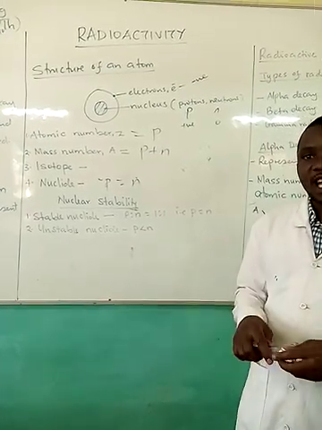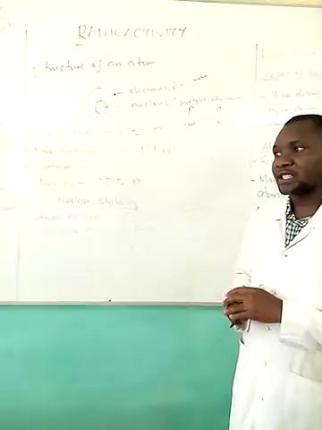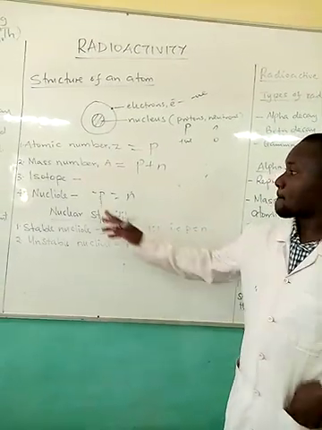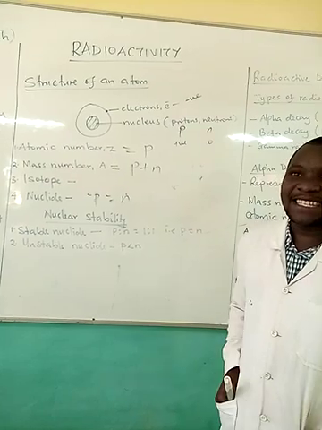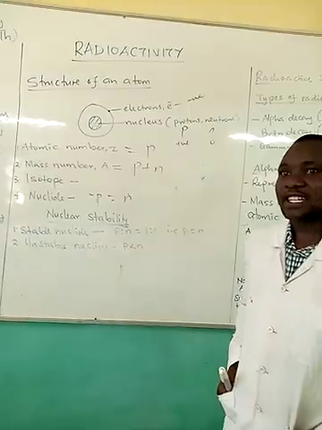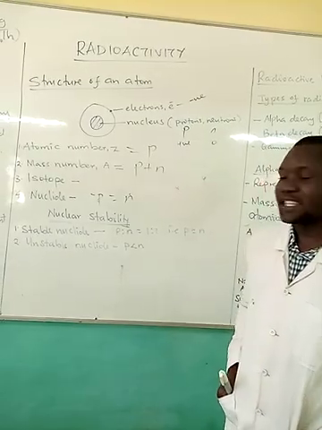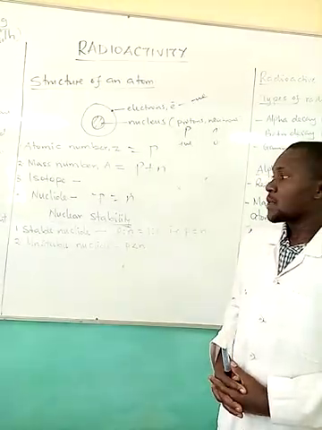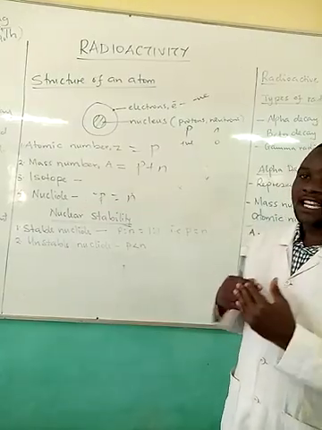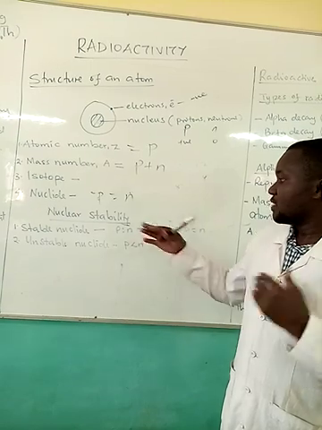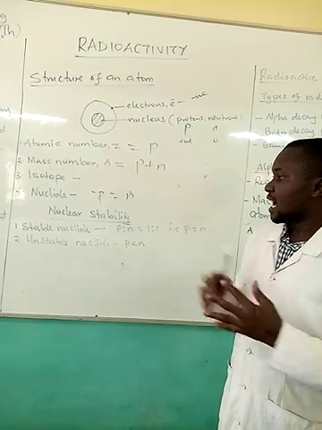And when neutrons are not equal to protons, what happens? We say that this particular nuclide or atom is unstable. And we know anything that is unstable will always try to achieve stability, will try to become stable. So the process in which an unstable nuclide tries to become stable, we define as nuclear stability.